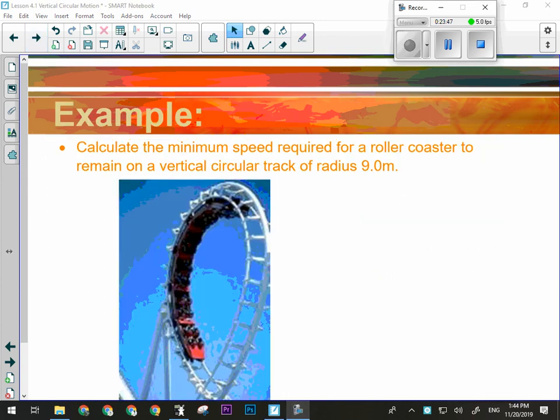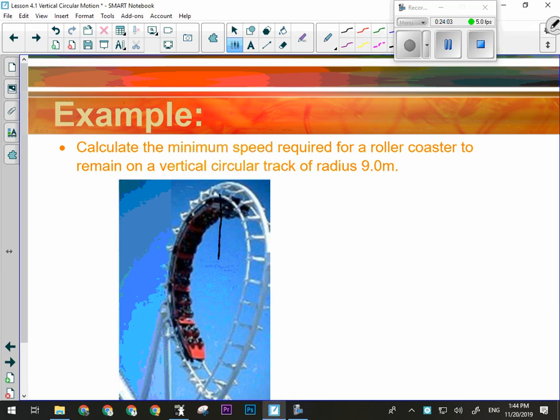So we're going to try this question here. We want to calculate the minimum speed. So think back to when Homer was doing the ball jet. The minimum speed to stay inside the loop. So what we have to remember here is that if I'm going just fast enough at this point right here to stay in the loop, what force is pulling me in?